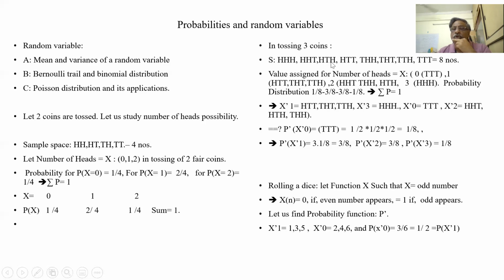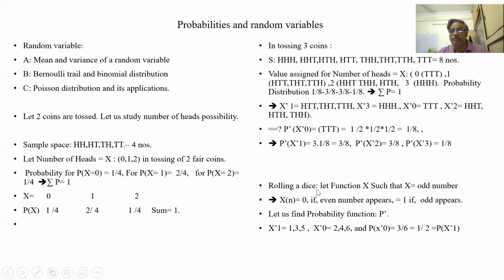For two heads, it is the same 1 by 2 into 1 by 2 into 1 by 2, 1 by 8. But these two heads can come in 3C2 ways: first coin and second coin, first coin and third coin, like that. So 3C2 is 3, and 3 into 1 by 8 is 3 by 8. So these are the basic fundamentals of probability, which we combine with the distribution of probability, and the sum of the probabilities of all the cases is 1.